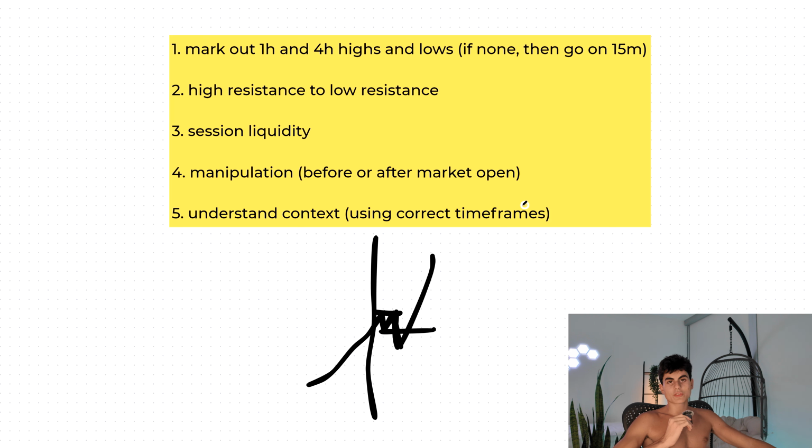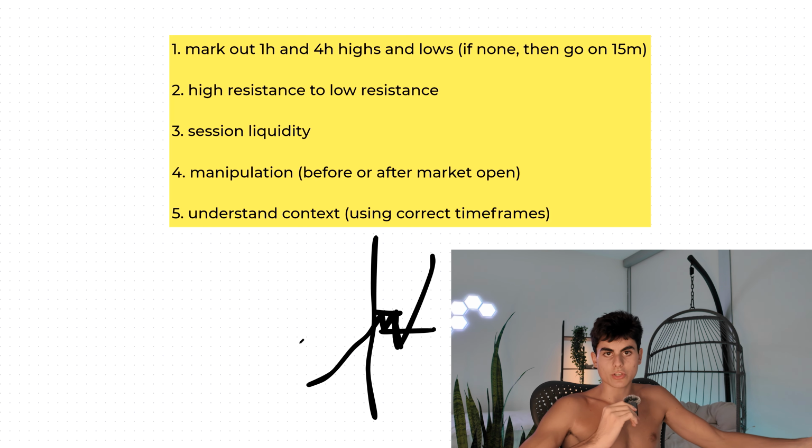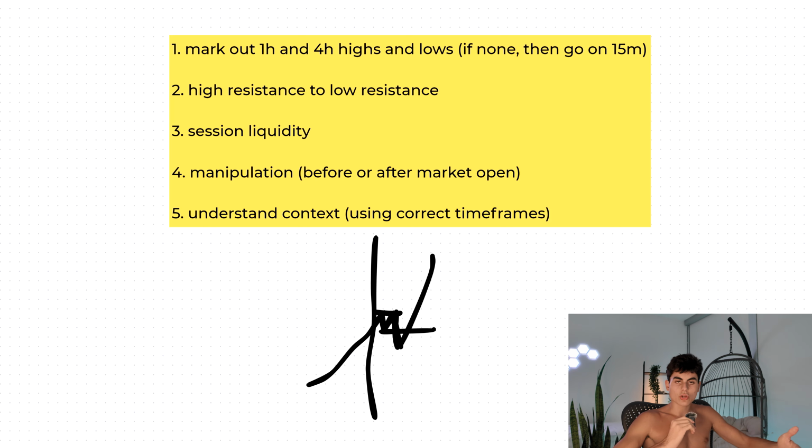The reason I said before or after market open is because London session manipulation counts as a manipulation. New York pre-market manipulation also counts as one. And then usually what happens is within the first 5 to 10 minutes of market open is where the manipulation occurs. So that's why you guys want to be watching out.